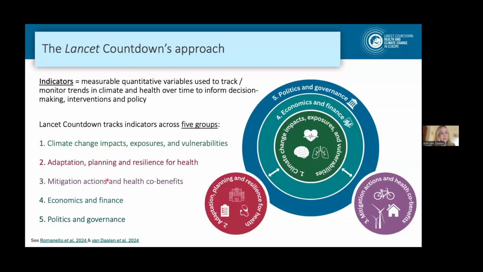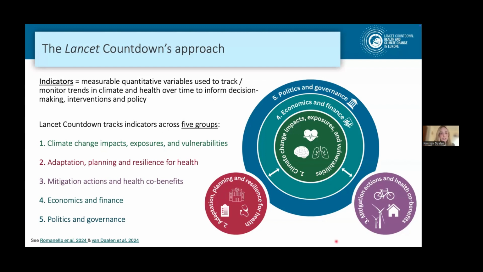And when we talk about indicators here, we talk about measurable quantitative variables that are used to track or monitor trends in climate and health over time. So our indicators specifically need to be available on an annual basis so that we can really see how things are changing, hopefully improving. For most of the impact indicators, unfortunately not. But we hope that this can then inform decision-making, interventions, and policy.